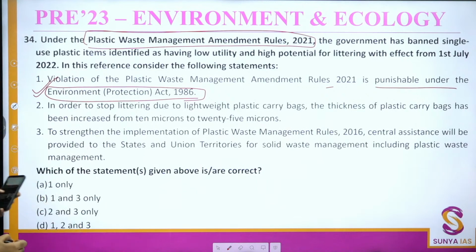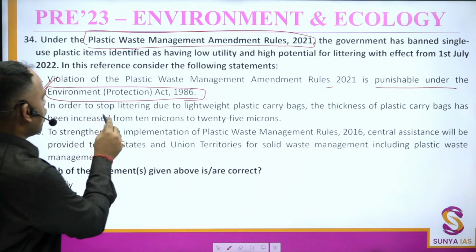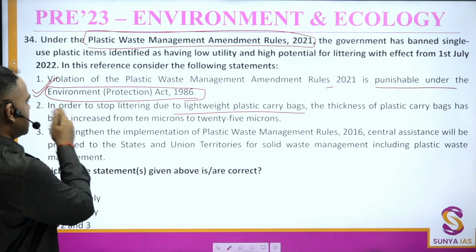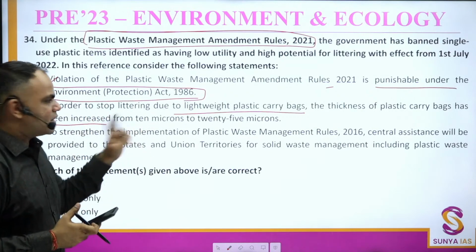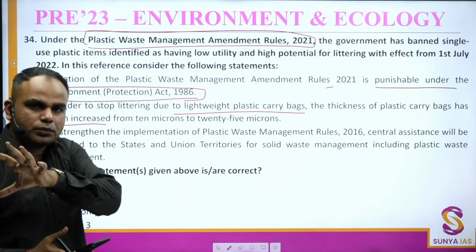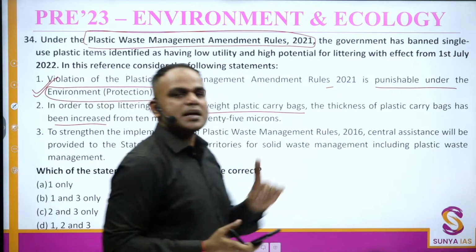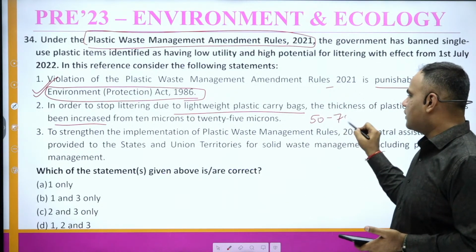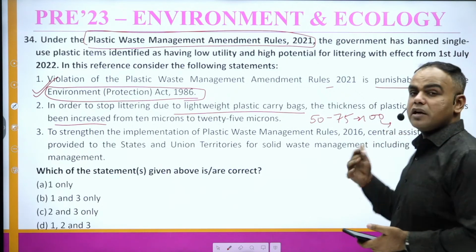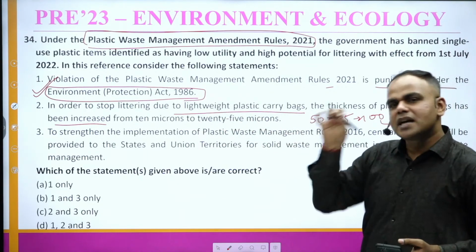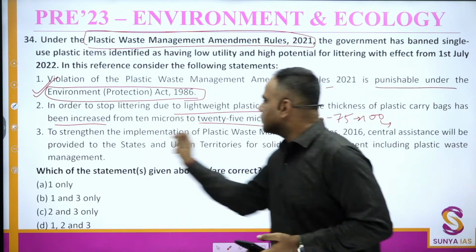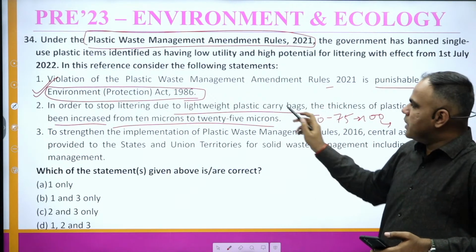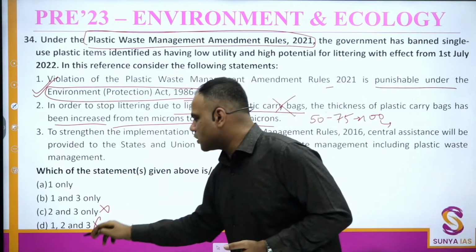True. Okay. Second, in order to stop the littering of light waste plastic bags, the thickness of the plastic bags has been increased. Now, two things are mentioned: whether the thickness has been increased, and from what to how much. The thickness of the plastic bags has been increased, that is true. But it was increased from 50 to 75, from 75 to 100, and even from 100 to 125. So factually this is wrong. Yes, the thickness was increased, but not from 10 to 25. So statement 2 becomes wrong. If you eliminate 2, two options are gone.